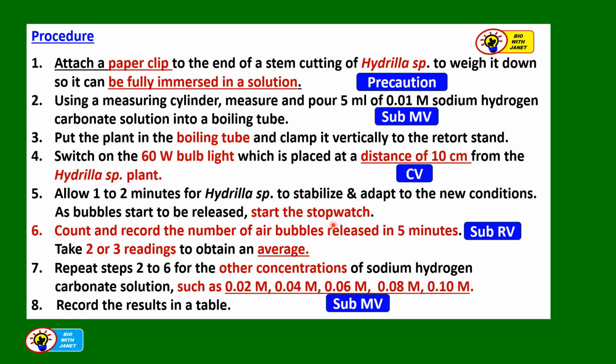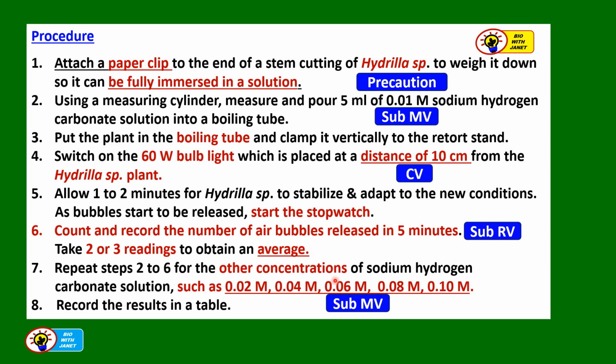After each concentration of sodium hydrogen carbonate solution, you have to do the same thing. Number 5 has to be practiced. Okay, allow 1 or 2 minutes for Hydrilla species to stabilize. Next, count and record the number of air bubbles released in 5 minutes. Once you start the stopwatch, take note of the time, count and record the number of air bubbles released in 5 minutes from the Hydrilla species plant, especially from the stem. Take 2 or 3 readings to obtain an average value so that the results are more accurate.